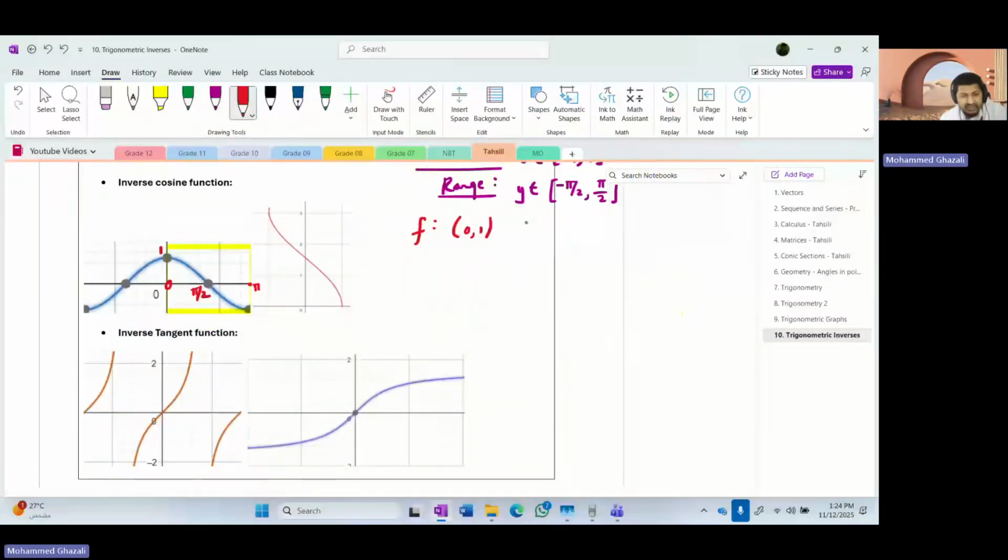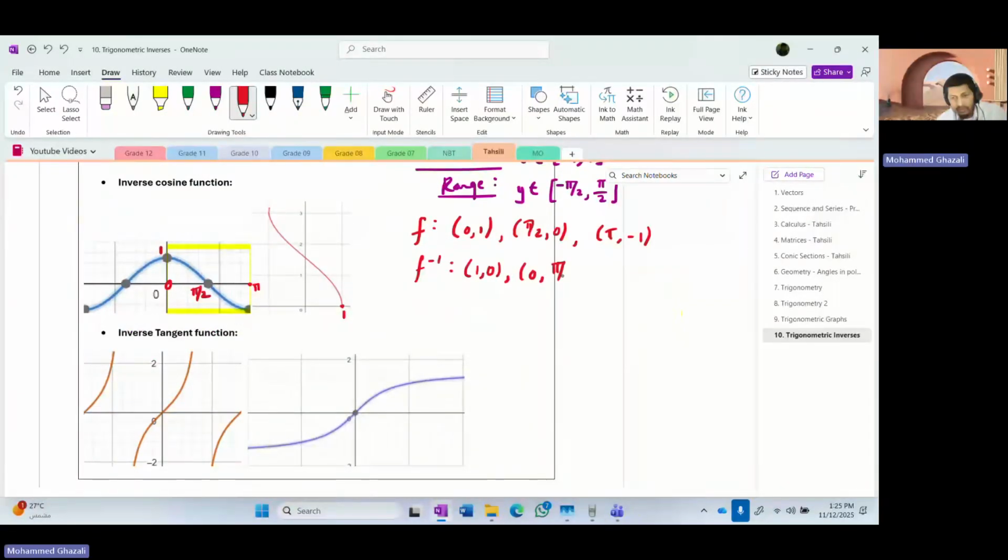Then we also get pi by 2 and 0. And we also get pi and negative 1. Right. Now, if you try to plot these points, you can see on the inverse function, we have 1 and 0. There's 1 and 0 here. Then you got 0 and pi by 2.